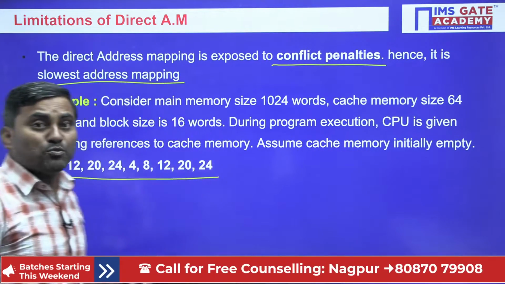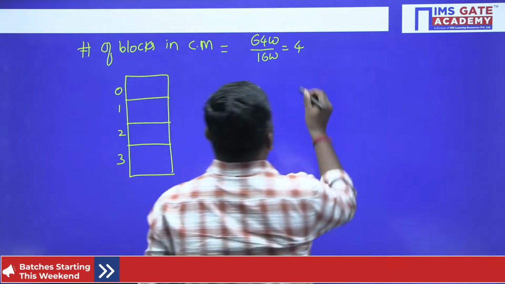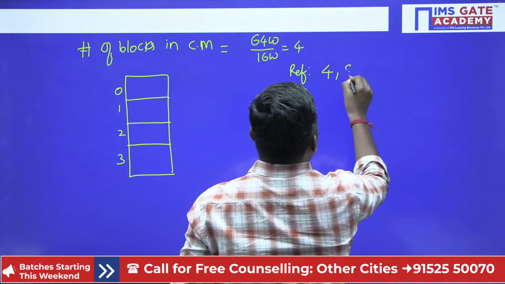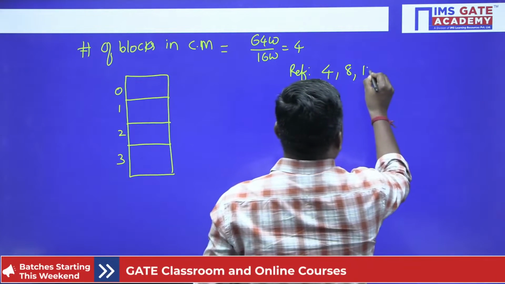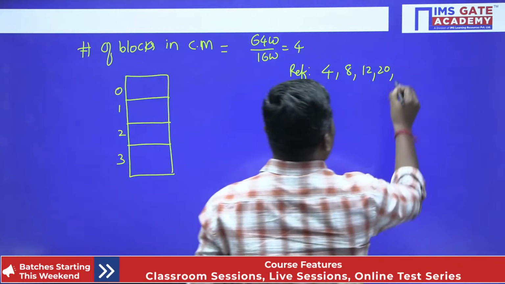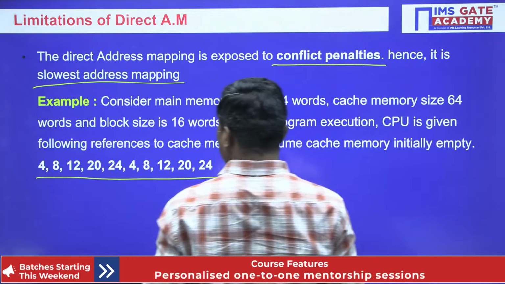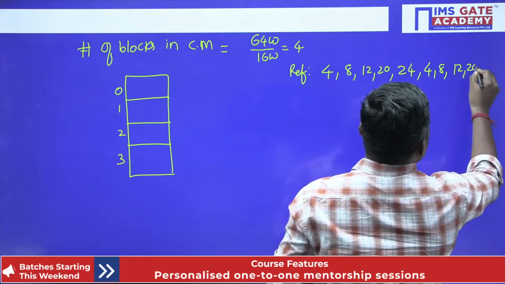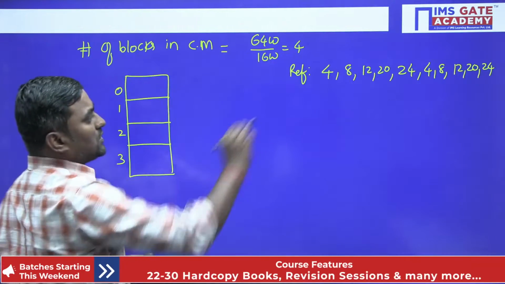Now the reference comes from the processor. Let me write the references here: block number 4, 8, 4, 8, 12, 20, 24, 4, 8, 24, 4, 8, 12, 20, 24, 12, 20, 24, 12, 20, 24. Yes, so these are the references.